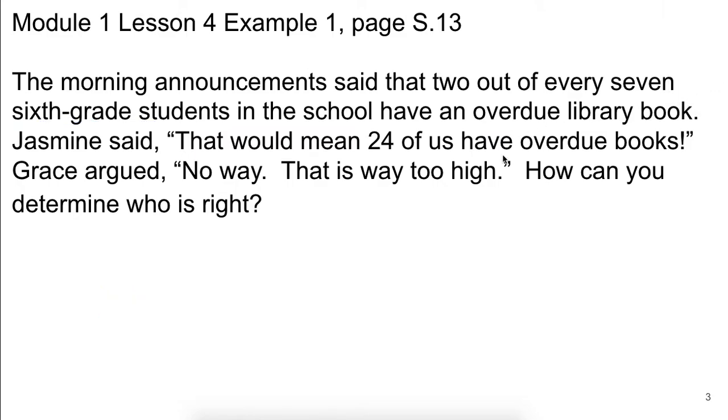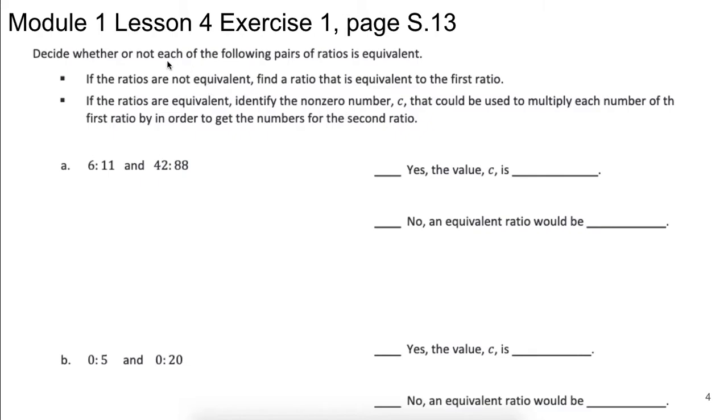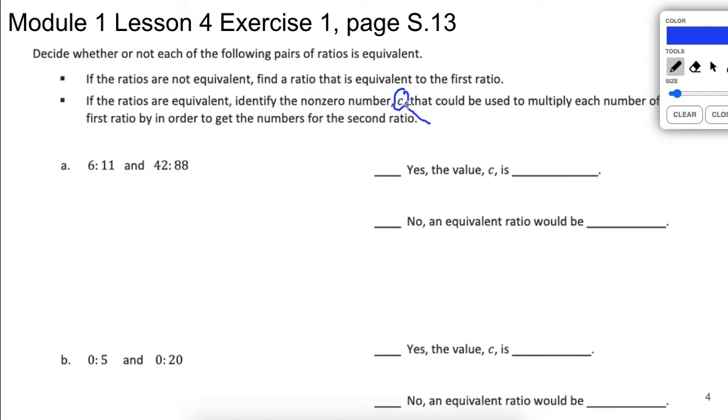Okay, let's go ahead and look at the next one. This one gives you a couple of ratios. First of all, determine if the pair of ratios are equivalent. If they're not equivalent, they want us to come up with a ratio that is. This C that they're talking about here is actually our giant one. It's what you can multiply each of the numbers by to get the other number. It's basically what the giant one is made out of.